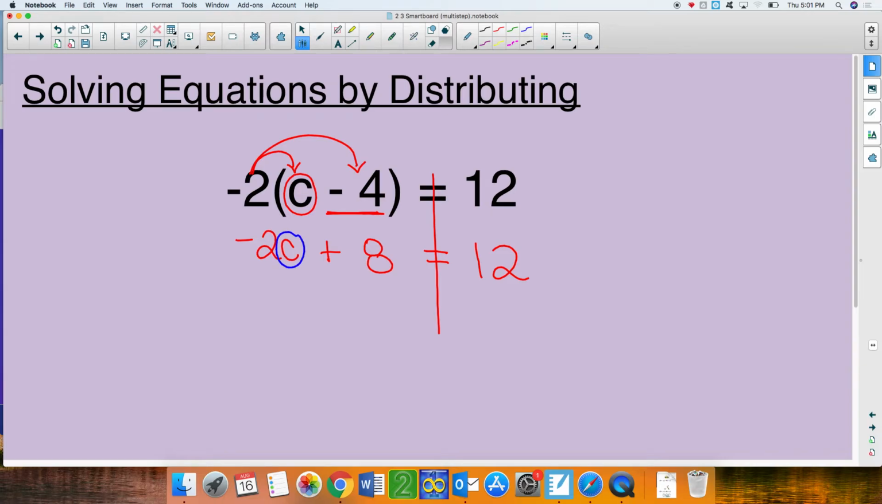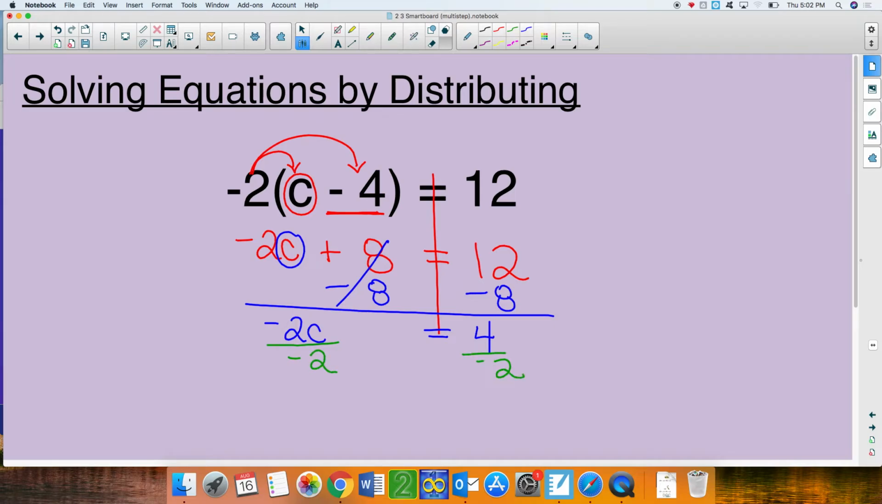Notice my negative 2 is connected, and so I need to move my plus 8 first. So the first thing I do is subtract 8 on both sides of my wall to keep it balanced. Left to right, I bring down negative 2C, plus 8 minus 8 cancels, equals 12 minus 8 is 4. Negative 2 is being multiplied, or squeezed, so to cancel it, I must divide by that negative 2. So I'm left with 1C equals 4 divided by negative 2 is negative 2.